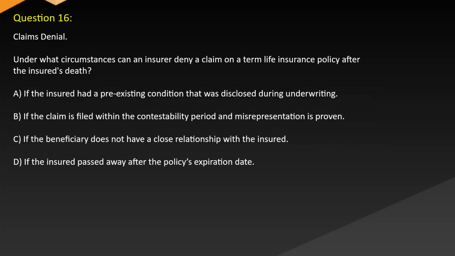Question 16. Claims denial. Under what circumstances can an insurer deny a claim on a term life insurance policy after the insured's death? A. If the insured had a pre-existing condition that was disclosed during underwriting. B. If the claim is filed within the contestability period and misrepresentation is proven. C. If the beneficiary does not have a close relationship with the insured. D. If the insured passed away after the policy's expiration date.